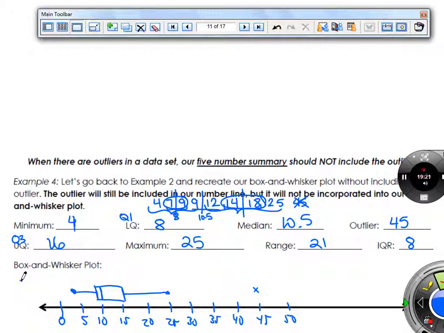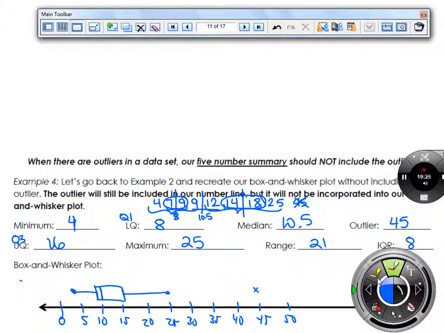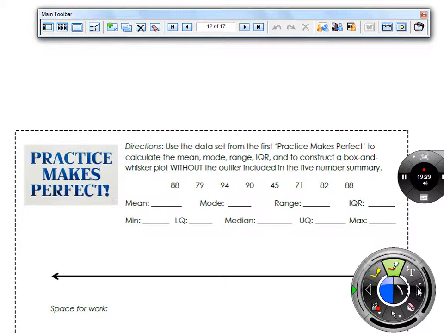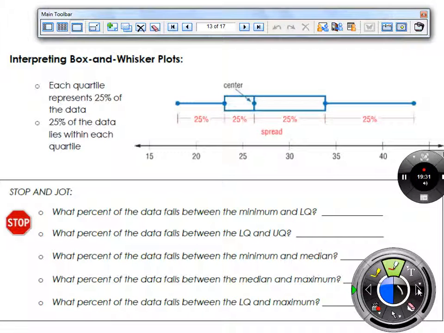All right, are we good with all this stuff? We get how to make the box and whisker plot and all this language about IQR and quartiles. Okay, we'll come back to the practice part. You guys are going to do that.